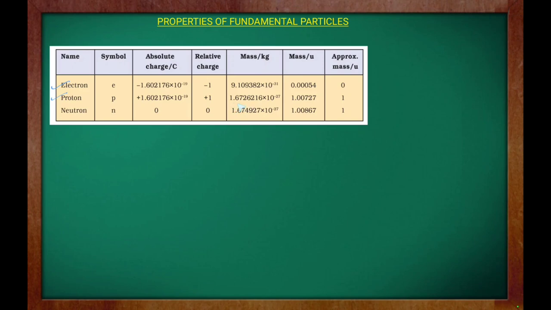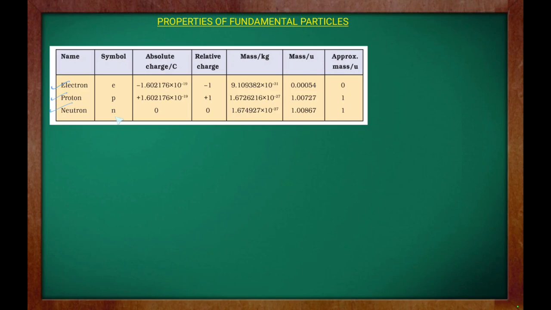Mass of proton is 1.672626 × 10⁻²⁷ kg. Mass of proton in terms of unified mass is 1.00727, and the approximate mass for proton is 1.